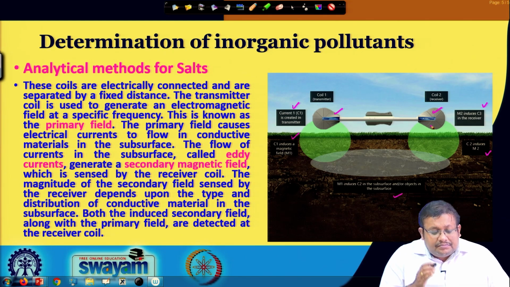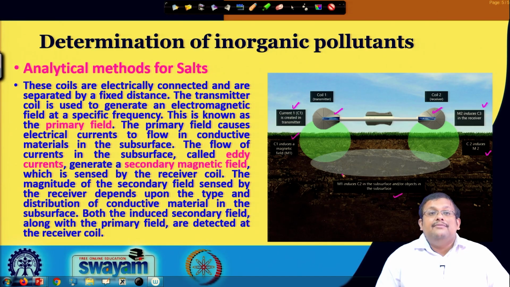Now, remember that the transmitter coil, as I have told you, is used to generate an electromagnetic field at a specific frequency, and this is known as the primary field. You can see here this is the primary field. The primary field causes electrical current to flow in conductive material. Earth is a conductive material, so the current flows in the conductive material in the subsurface. This flow of current in the subsurface is called the eddy current, and it generates a secondary magnetic field M2, which we have already discussed, and which is sensed by the receiver coil at the end.